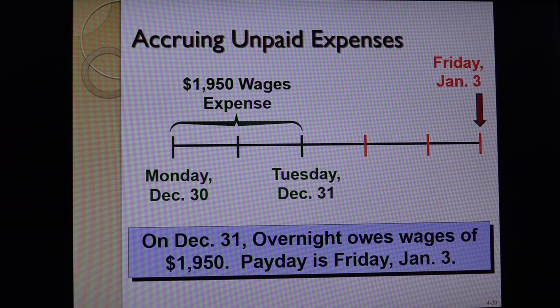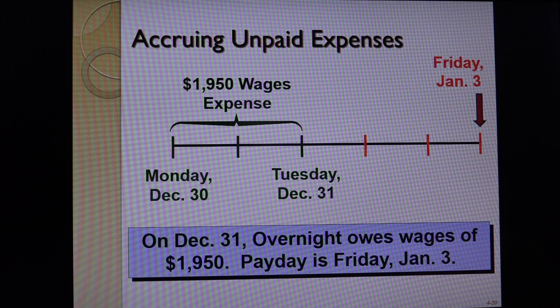Here they have wages that they're dealing with. On December 31, Overnight owes wages of $1,950, but payday is not till January 3rd. So they're not going to pay that till the next year, although they obviously owe it for this year.